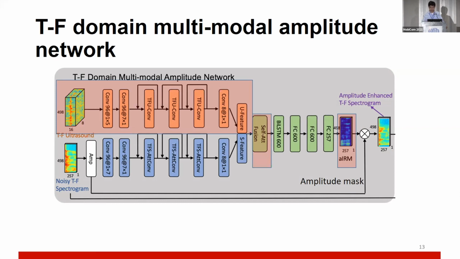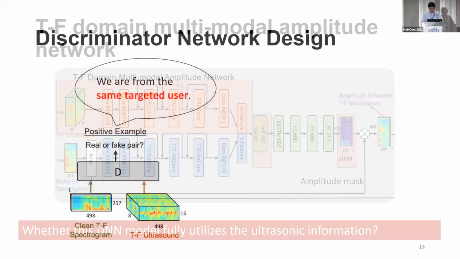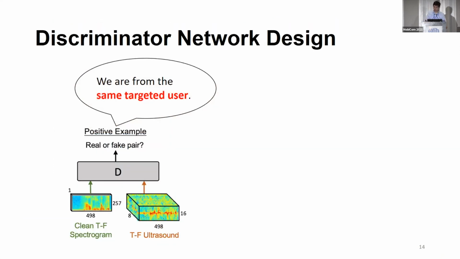However, the key problem here is whether this fusion has fully utilized the ultrasound sensing information, and how we can force the multimodal fusion network to understand such multimodal correlation. As a result, we propose a discriminator network, which tries to see whether the ultrasound corresponds to the speech.